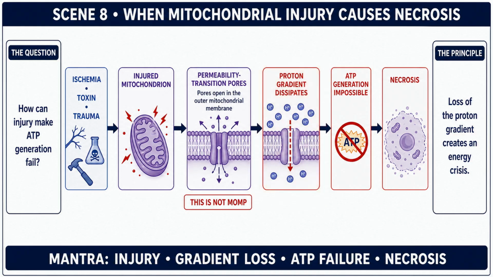Once the gradient is lost, subsequent mitochondrial ATP generation becomes impossible. The cell loses the energy required for its essential functions, and this failure contributes to necrotic cell death. The causal chain is therefore injury, loss of membrane gradient control, failure of ATP generation, and loss of cell viability.